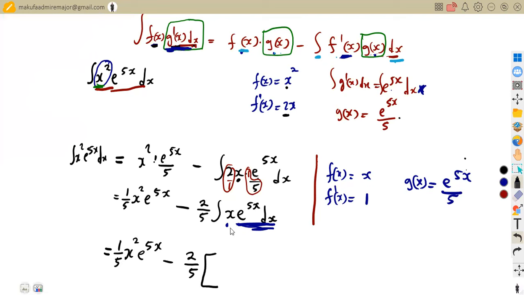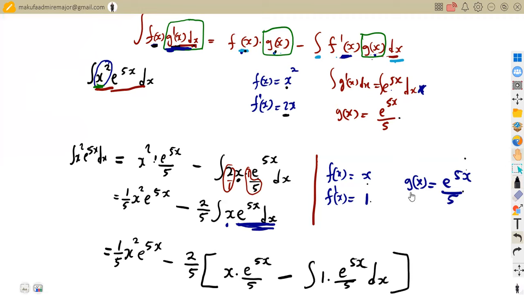So to integrate this part now, that's where we go back to our by parts formula, f of x by g x. f of x, which is x in this case, by g x, which is e to the exponent of 5x over 5 in this case. All right, minus the integral of f prime x, which is 1, times g x, whereby our g x is e to the exponent of 5x over 5 in this case. With respect to what? With respect to x.